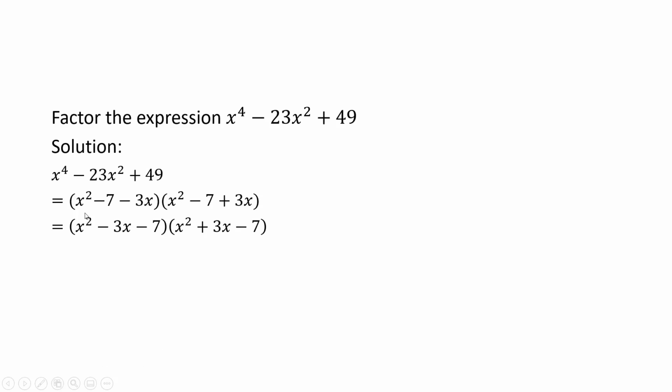And that's what we have on the next slide. x squared minus 7 minus 3x, x squared minus 7 plus 3x. And then, of course, we like to reorder each of those trinomials in descending powers of x.